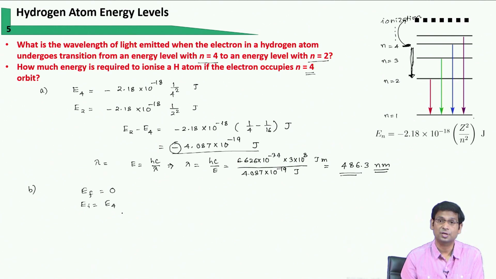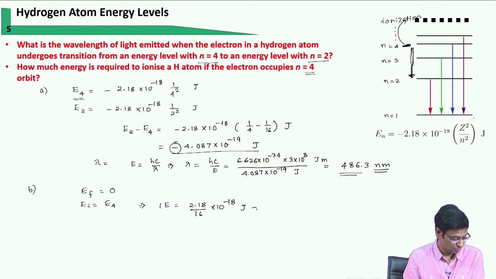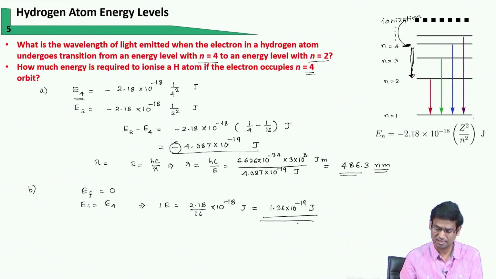So what would the ionization energy be? To ionize this electron from n equals 4, you have to give the energy corresponding to E4. So 0 minus E4 would be the ionization energy: 2.18 divided by 16 into 10 to the power minus 18 joule, which turns out to be 1.36 into 10 to the power minus 19 joule. This is the ionization energy. It is simply the energy of that particular orbit from which you are ionizing the electron.